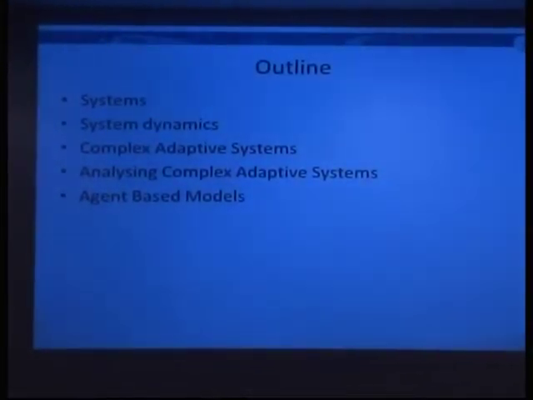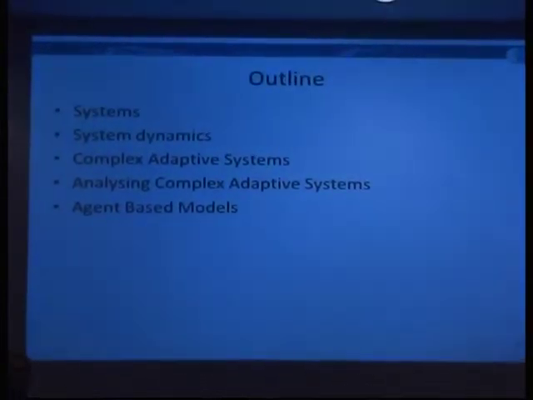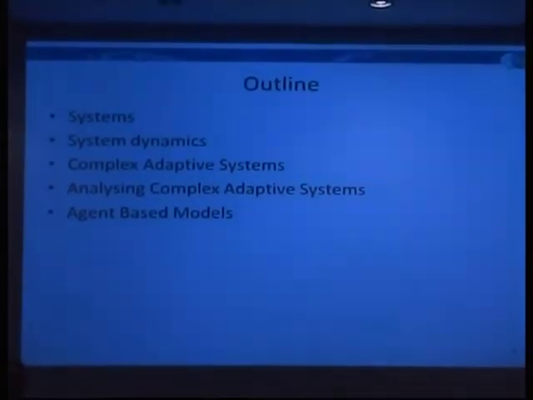And also, in the end, we talk about agent-based models. Are a lot of you familiar with agent-based models?